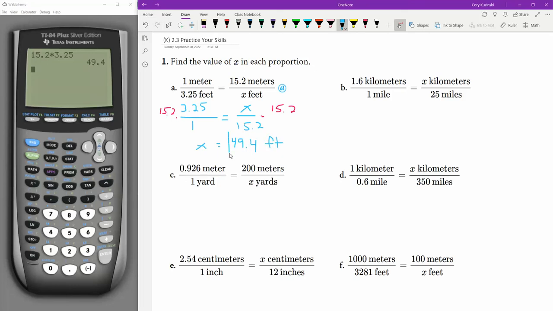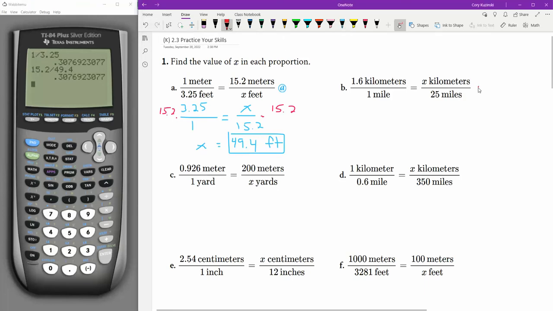That is feet. Of course, we can check our answer. I probably won't take the time to do all of mine, but I definitely would if I were you on an assessment. 1 divided by 3.25 is that ugly decimal. 15.2 divided by my answer, 49.4, is the same ugly decimal. So I know I'm right.